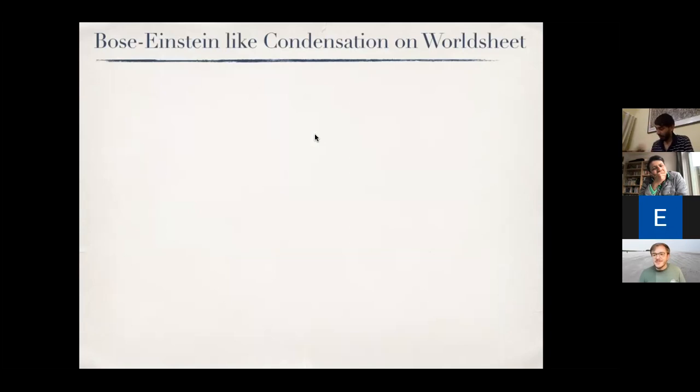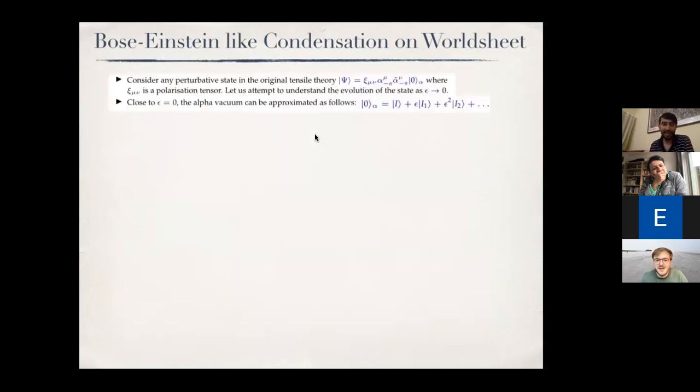So let's look at what is happening to any perturbative state in the usual string theory. We have a state psi. This has a polarization tensor xi mu nu, and we take this at level n. So we have these oscillators alpha minus n and alpha tilde minus n acting on it. We want to understand this state as we near epsilon going to 0.